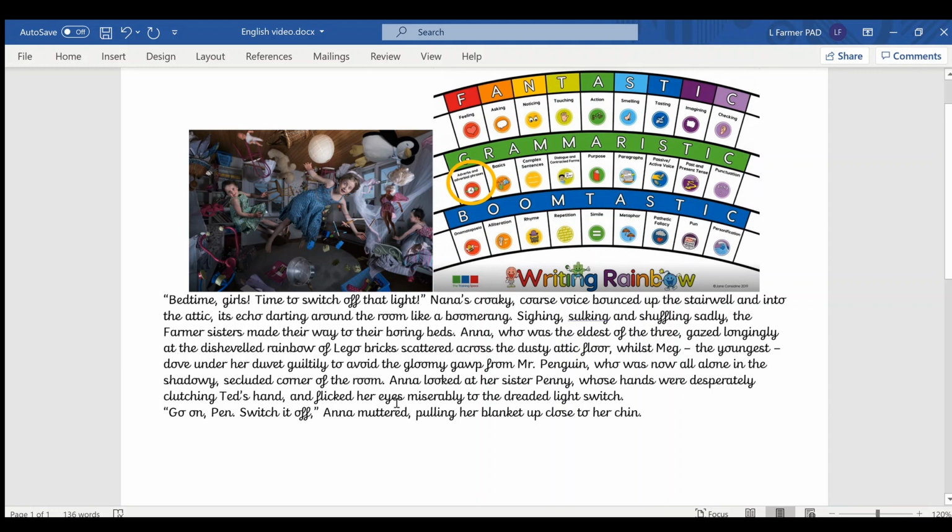Again, I've got miserably in there. That's another adverb. Again, that's my focus today. I've got desperately, another adverb describing how she's clutching it. Come up with your own word banks if you like. Remember, email me if you're struggling to think of anything and I'll try to help. Anna muttered, pulling her blanket up close to her chin.